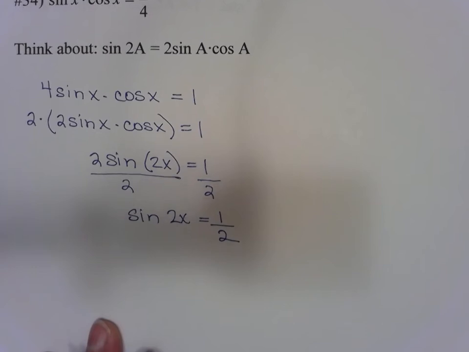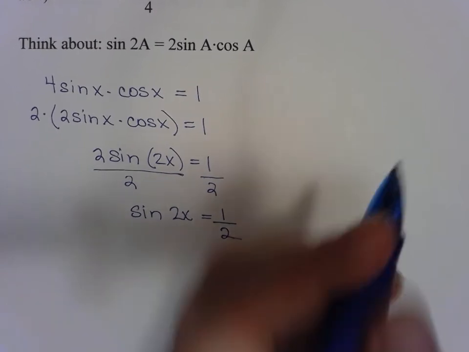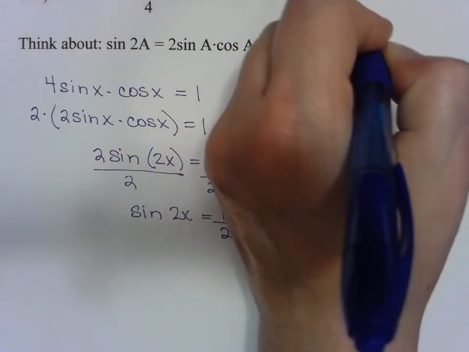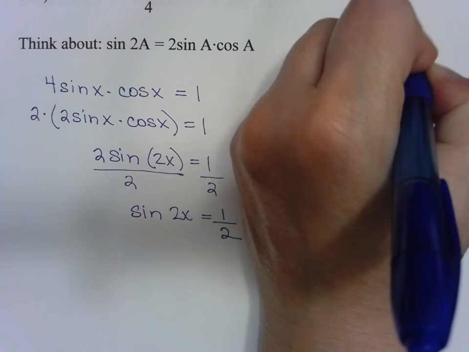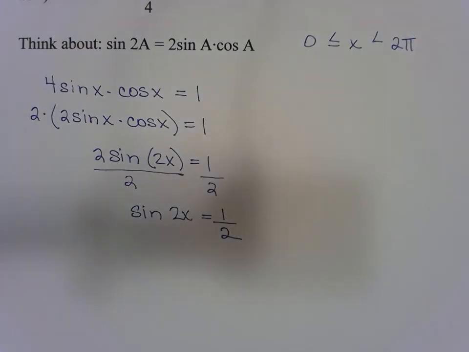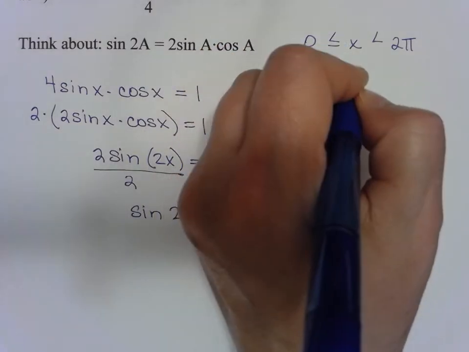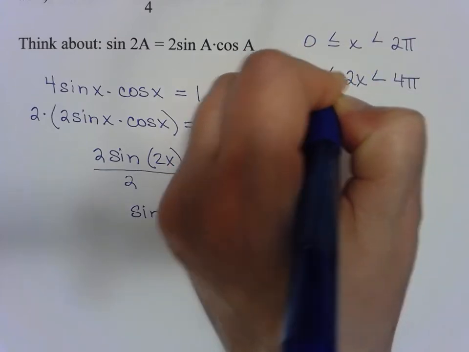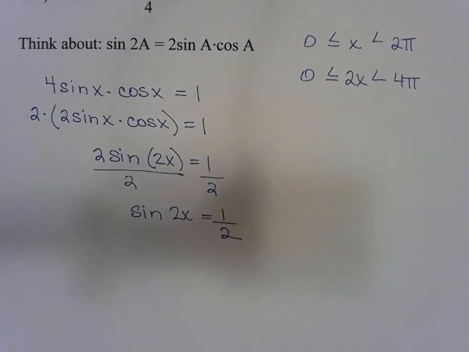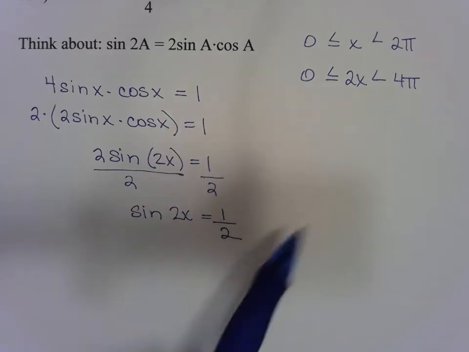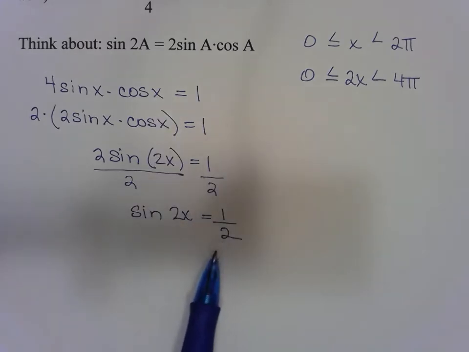Okay, since I'm using a double angle, let's go ahead and look for where the angles are going to live. We have said that x, this is given in the problem, is going to be between 0 and 2 pi. So if I multiply everything by 2, that means 2x is going to be between 0 and 4 pi. So I want to look at all the angles. 4 pi would be 2 full rotations around the circle that have a sine value of 1/2.